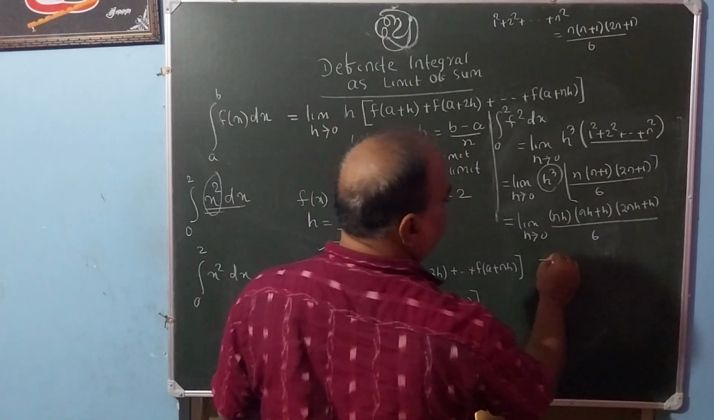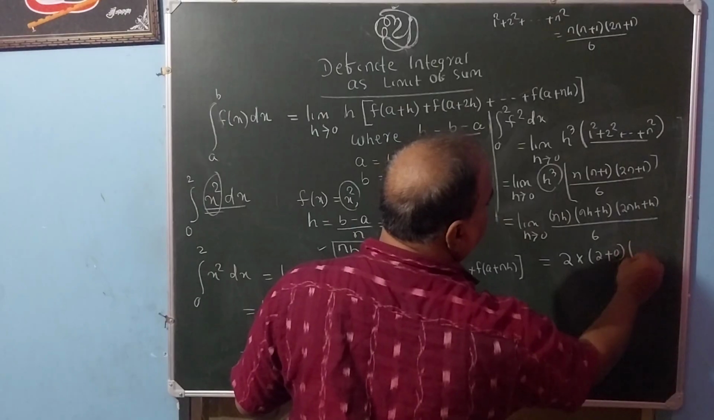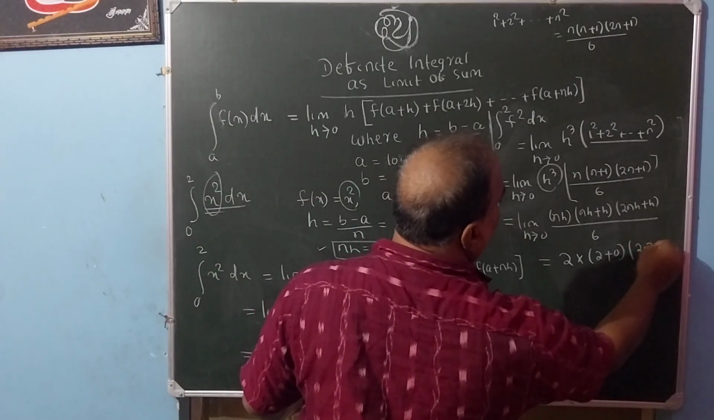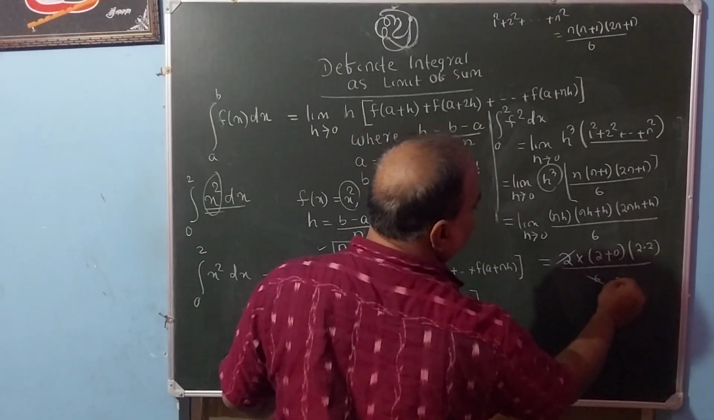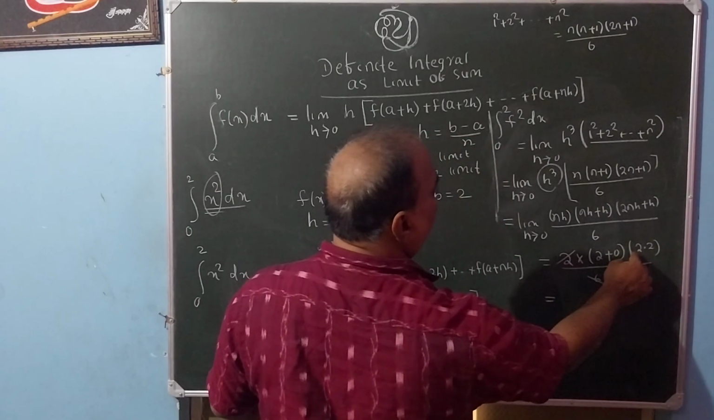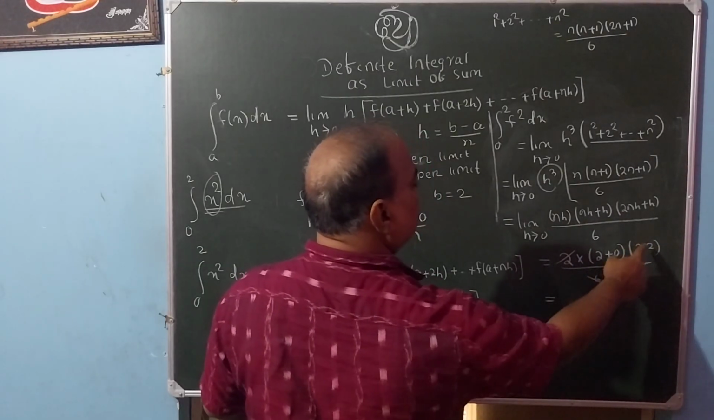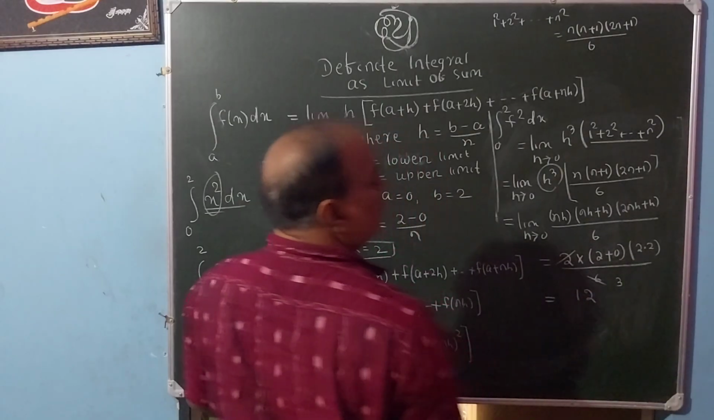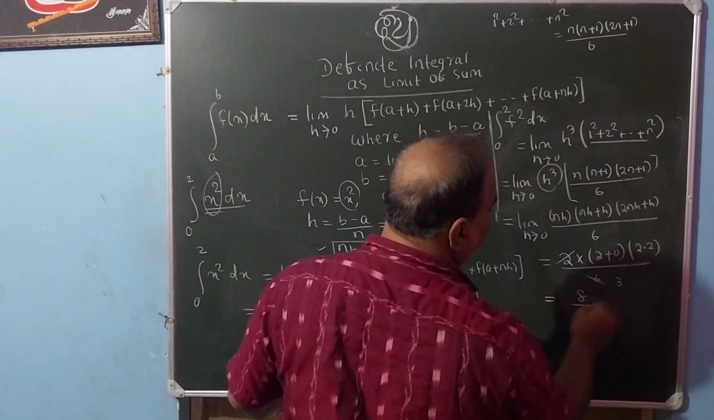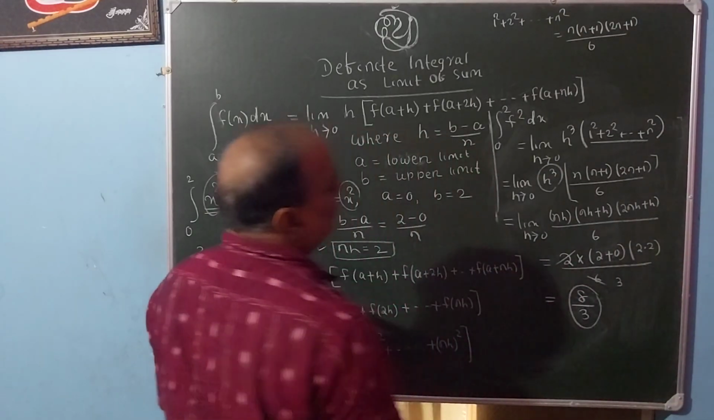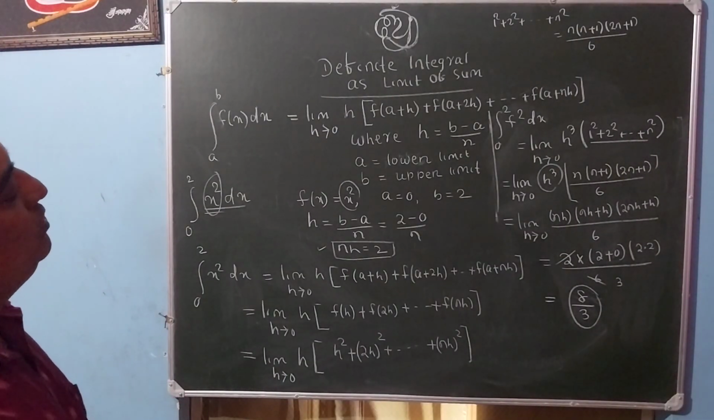So we get 2 into 2 plus 0 into 2 into 2 divided by 6. 2 into 6 is 3. Here 2 into 2 is 4, 4 into 2 is 8 by 3. So this is the answer of this question.